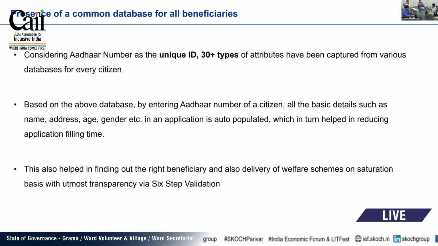We also know that this particular data is well captured, and we know that this person has applied already last year or before that. So there is no possibility of duplication or exclusion or inclusion errors. We will always know about the history.